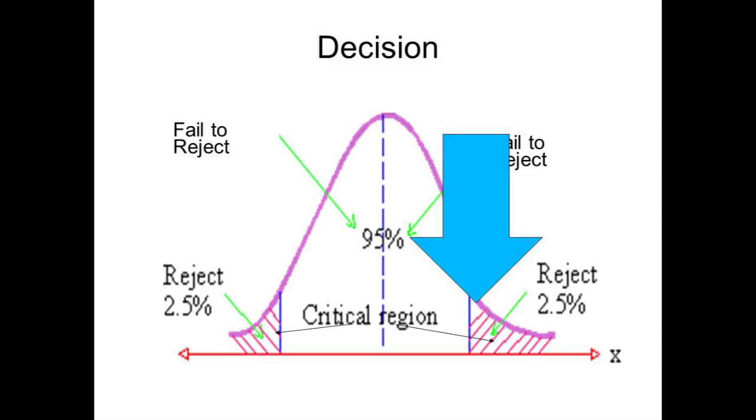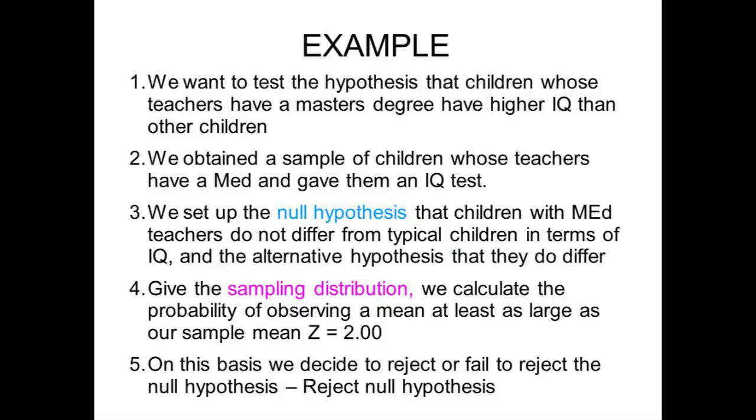So based on that, we'd say that students whose teachers have a Master's of Education are significantly different from typically developing students. So going back to our 5 steps here, we can see that we've actually completed an entire hypothesis test.